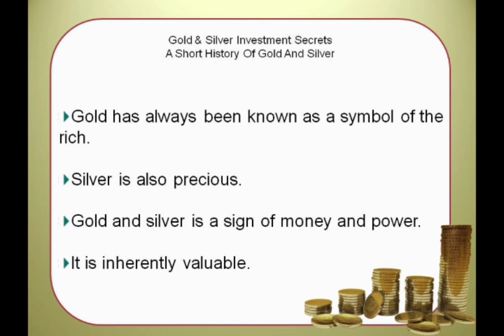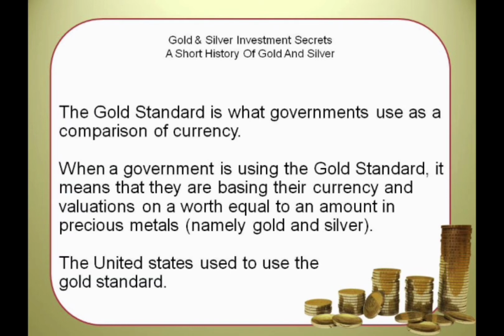They are soft enough to be molded into different forms, and their form gives beauty that entrances people. Unlike currency in the form of paper money, you can't print it out of thin air, so it is inherently valuable. The gold standard is what governments use as a comparison of currency. When a government is using the gold standard, it means that they are basing their currency and valuations on a worth equal to an amount in precious metals, namely gold and silver. The United States used to use the gold standard. In our next video, we will look at why the price of gold and silver is rising.